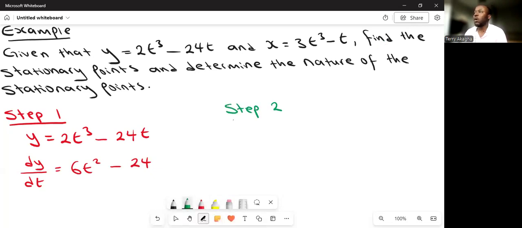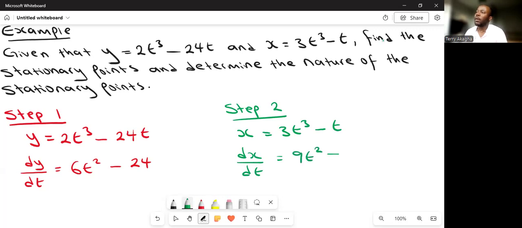So step 2, I told you that you have to now differentiate x with respect to t. So we have 3t cubed minus t, okay? So when you do this, you're going to have dx over dt, and it's going to give us 9t squared minus 1. Are you seeing it?